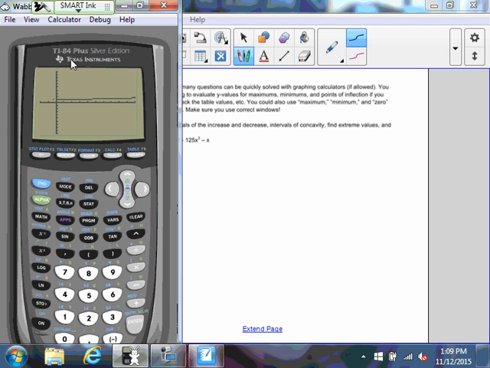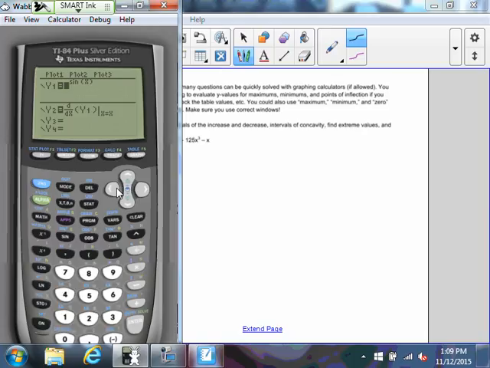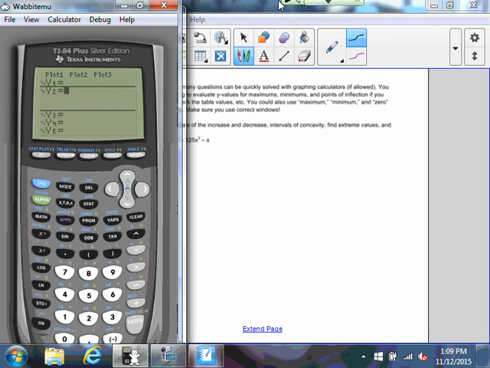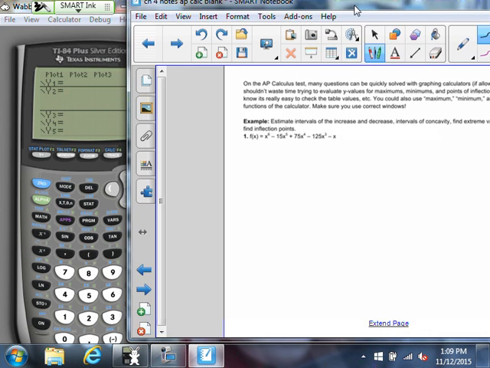Oops. I really want to move that, but it's not letting me. Here we go.